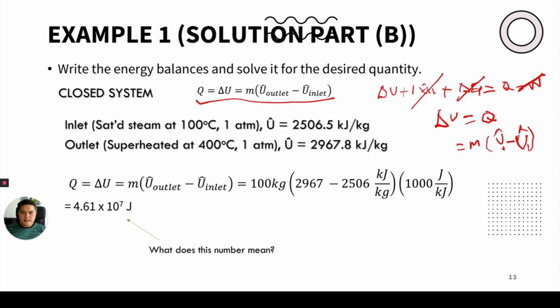Using the same approach of looking at the appendix tables, from Table B5 and Table B7, you'll be able to get the values for the specific internal energy. When you substitute in here, you get this number. So what does this number mean? It means the amount of heat required to change the internal energy from the initial to the final. So this is supposed to be final and this is supposed to be initial.